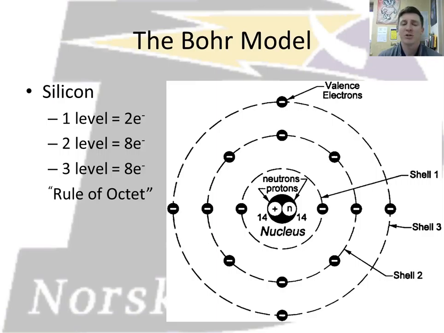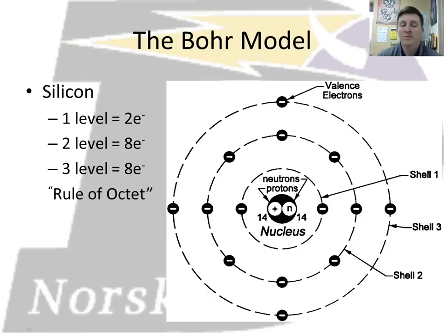So here's an example of Bohr's model, and this one specifically is for the element silicon. And if we look, we have three different energy levels within the model itself. And each energy level, in order for an atom to be stable, must be full with electrons. How many electrons an energy level can fit varies depending on the energy level. The rules go like this. In the first energy level, the maximum number of electrons that can be found is 2.